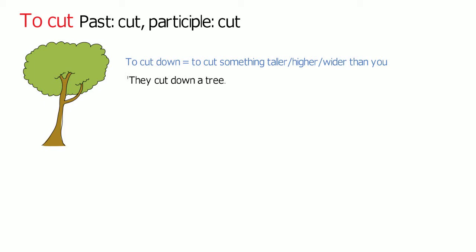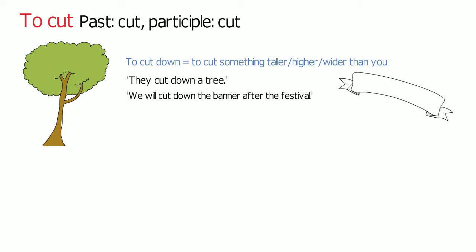The first verb is to cut down. This means to completely remove something that is taller, higher, or wider than you. For example, they cut down the tree, or we'll cut down the banner after the festival. Trees and banners are taller or higher than the person, and so it is to cut down.